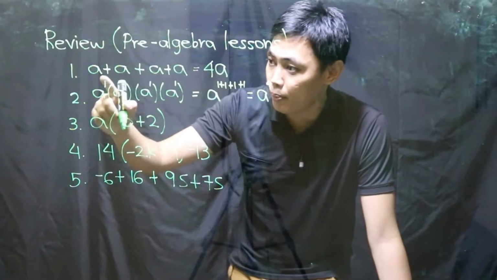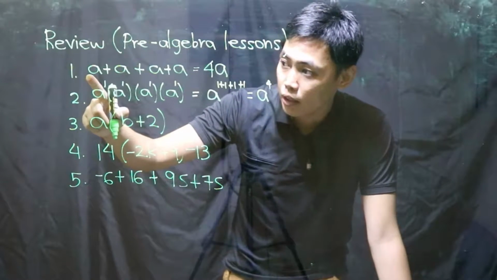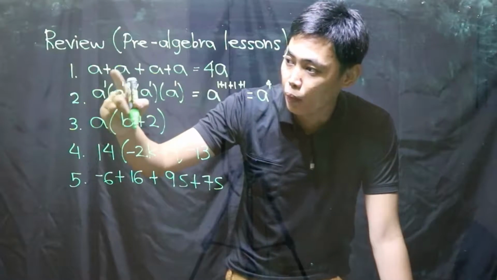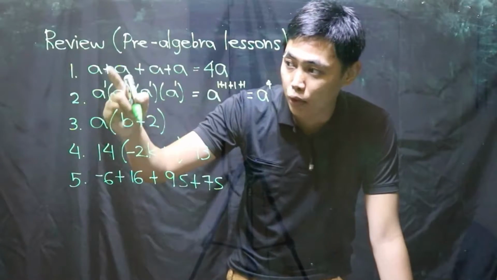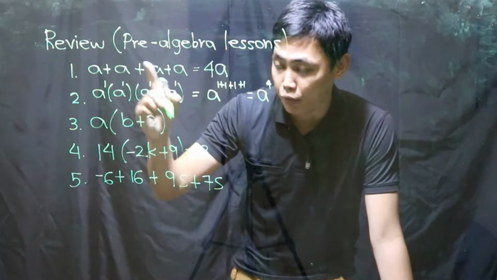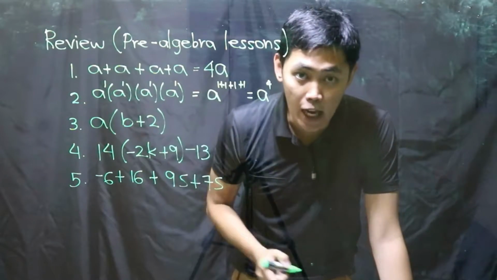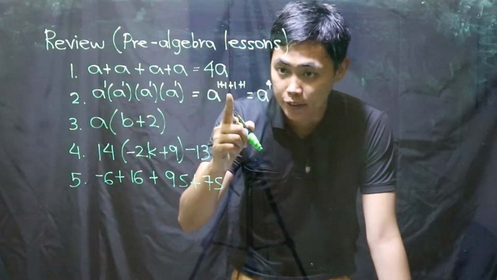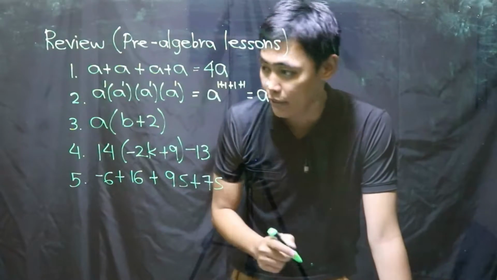That is our answer. To compare it with number 1, you can see that if we add, we just need to count 1, 2, 3, 4, and our answer is 4a. If we multiply, we add the exponents, and then there's our answer.